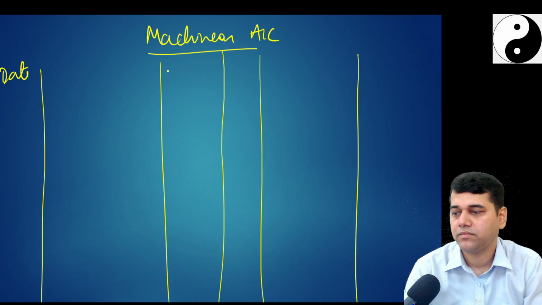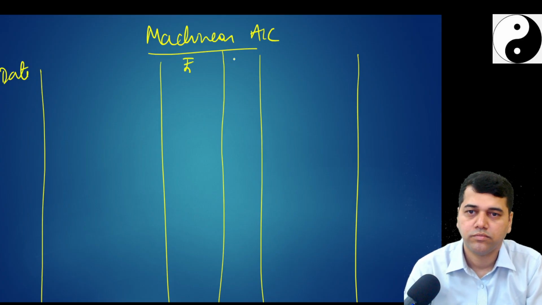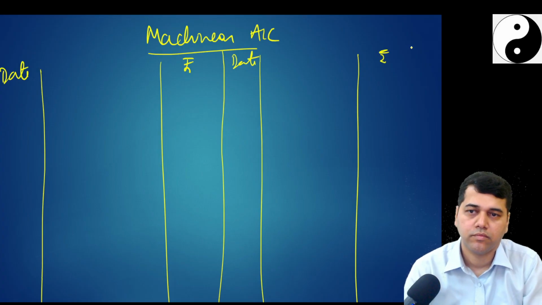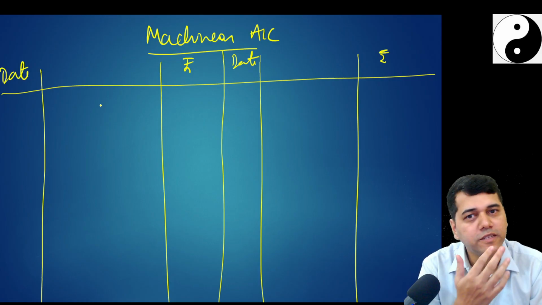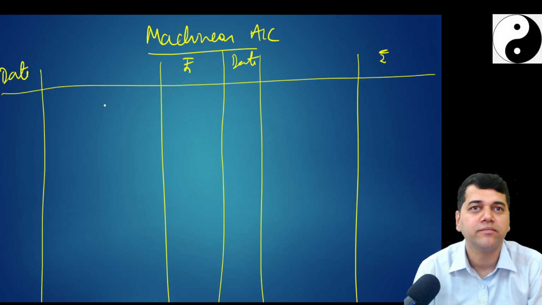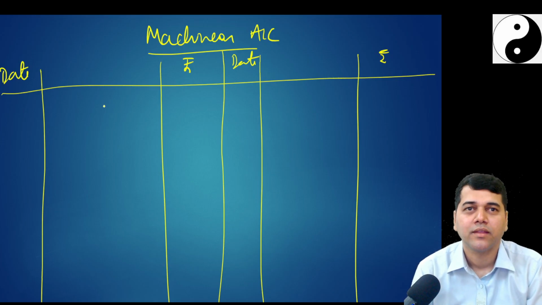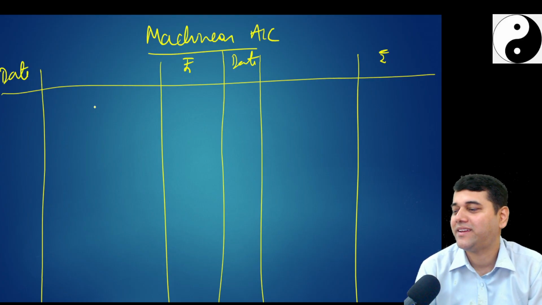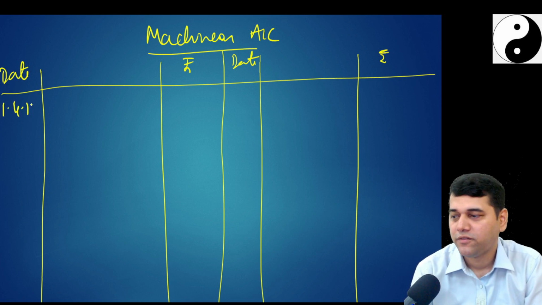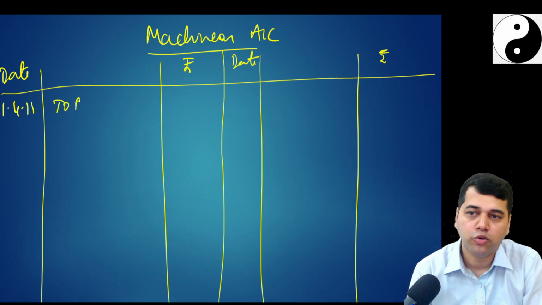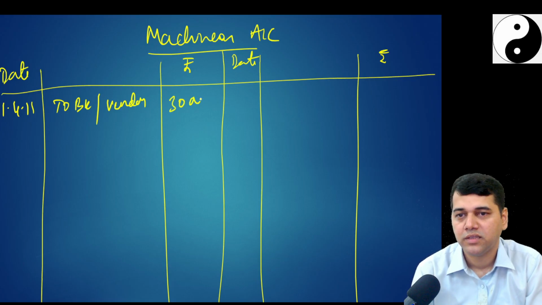Date, amount. When this machinery account makes one opening, when, what is my entry? Machinery to bank, 1/4/11, to bank bar vendor. I don't know how much. 30 lakhs.